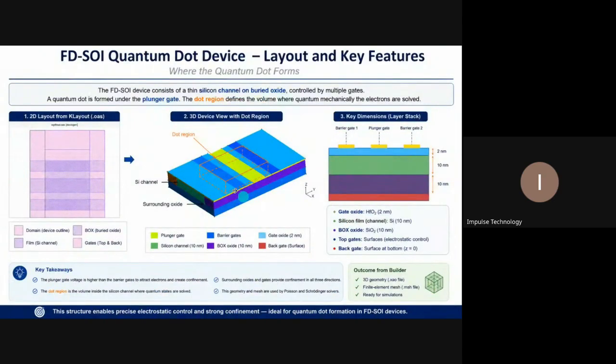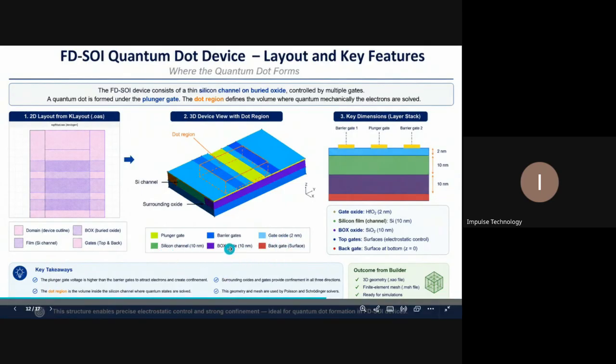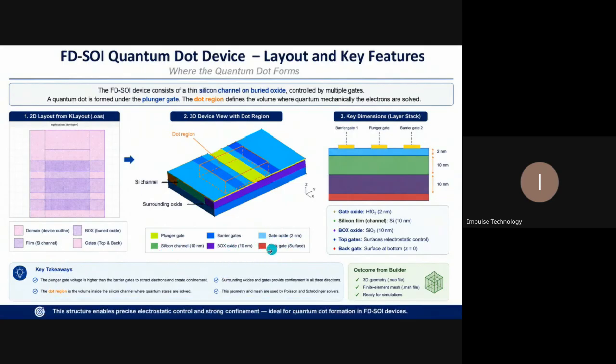Like here you can see, if you import this 2D layout from the OAS file, you can see in the KLayout the structure looks like this. After that, in the QTCAD builder option, we create a proper heterostructure like this, where you have to introduce the plunger gate, barrier gate, gate oxide, silicon channel, box oxide, and back gate.